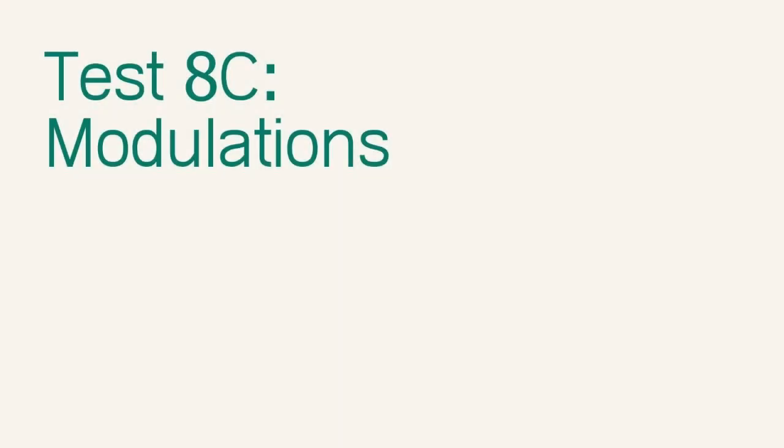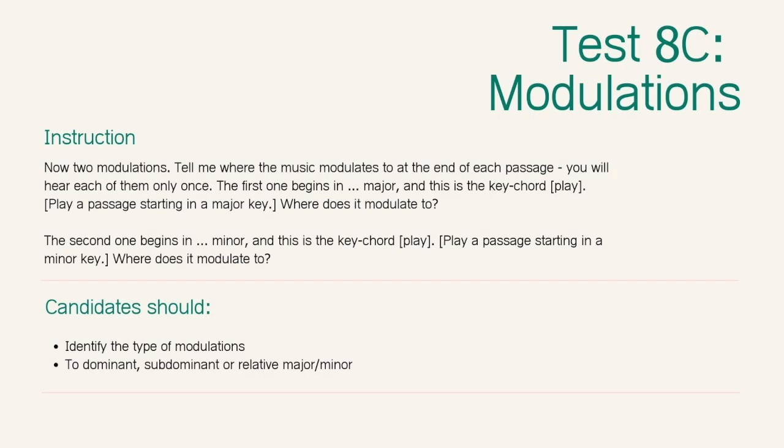Moving on to the next test, 8C, Modulations. The instruction would be, now 2 modulations. Tell me where the music modulates to at the end of each passage. You will hear each of them only once.